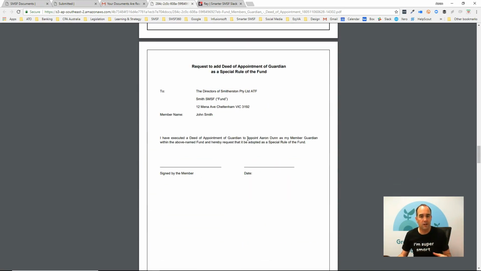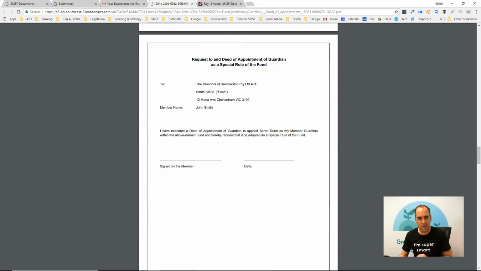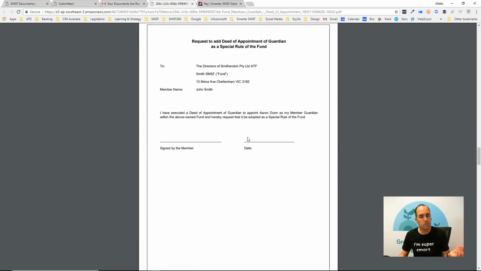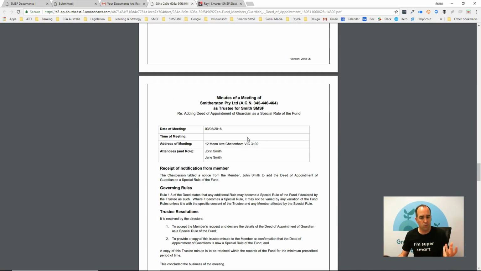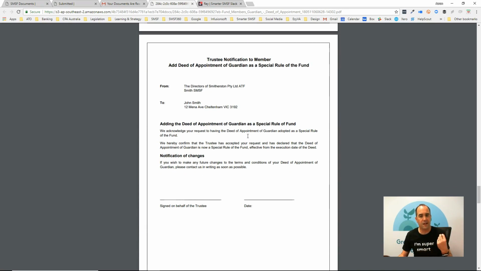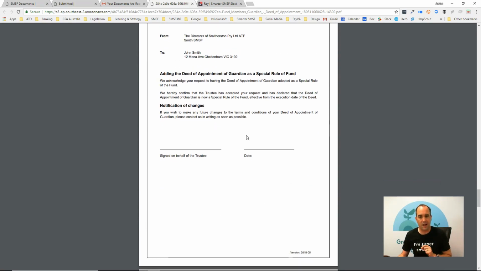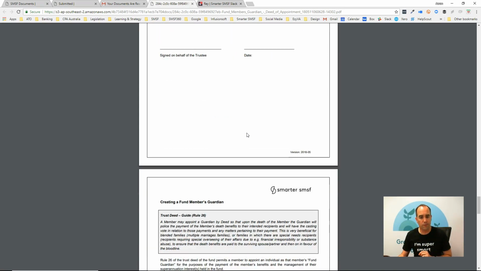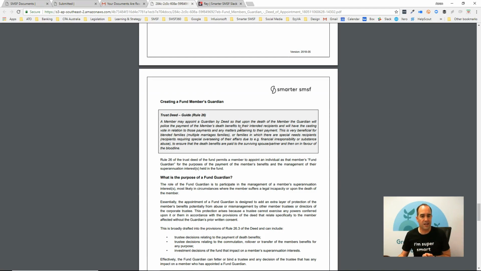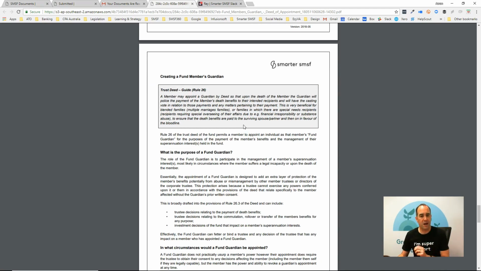We then have our minutes that then support, of course, that request by the member for that deed of guardian to become a special rule of the fund, the resolution that in essence confirms that the case, and the notification from the trustee back to the member confirming that that deed of appointment of guardian has now become a special rule of the fund. And as I showed you early on, we incorporate in here this guidance note and information around the operation of the fund member's guardian, just to help understand the importance of this document and to allow your client to also feel better informed around the benefit of why you have in place now this fund member's guardian.